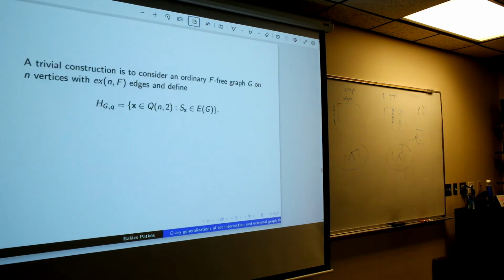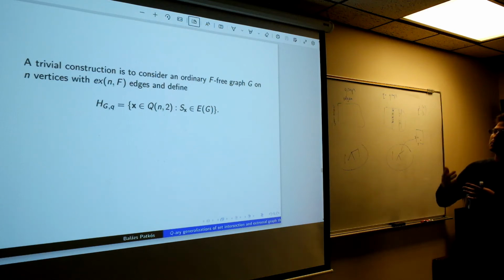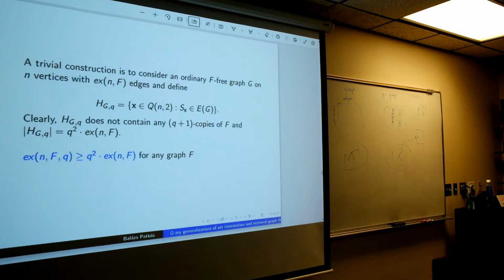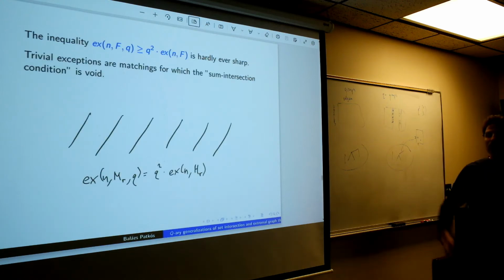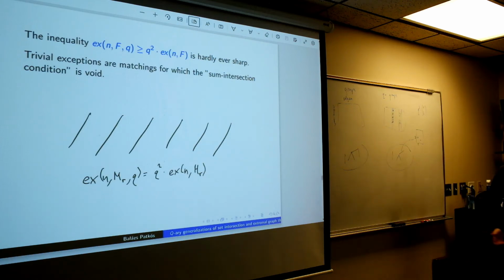Okay. So there is a very trivial construction. You take your favorite largest F-free graph, and if you allow supports only from there, then of course you won't create any Q version of this graph. So you can allow whatever weights you want to. So this gives you this inequality. And this is hardly ever shown, but of course for matchings it is, because for matchings there are no intersecting edges, so this intersection condition is void. But for others there will be hardly any graphs for which this inequality is shown.